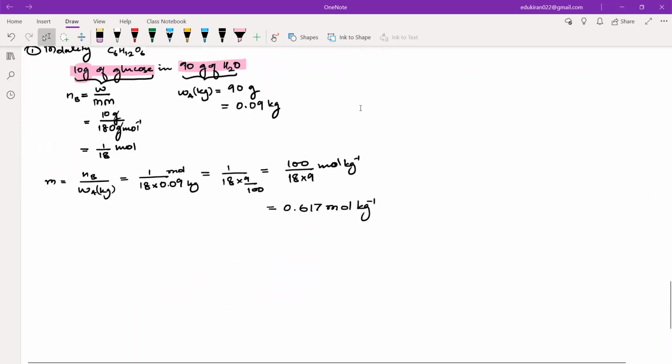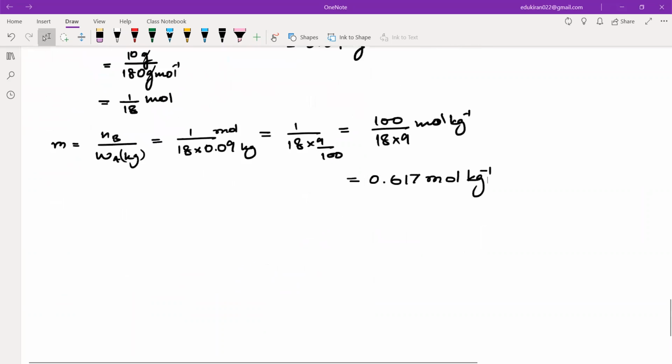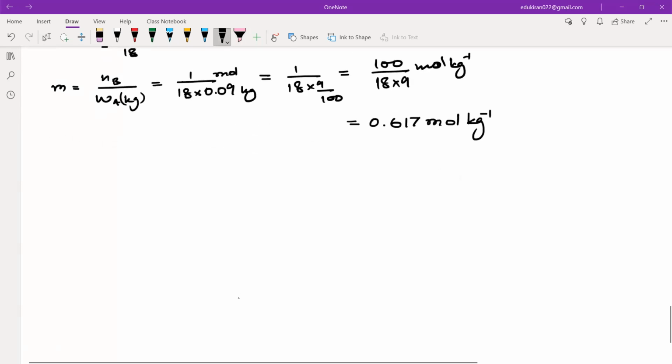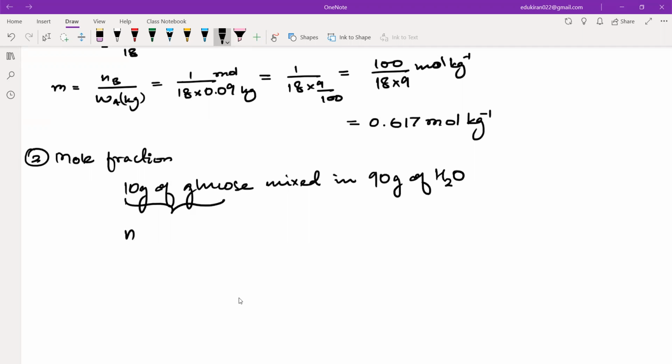Next is mole fraction. Those who have not written, please write it down. Mole fraction. So again, for mole fraction also, the second statement is useful for us. That is, 10 gram of glucose mixed in 90 gram of H2O. So 10 gram of glucose will give me the number of moles of glucose.